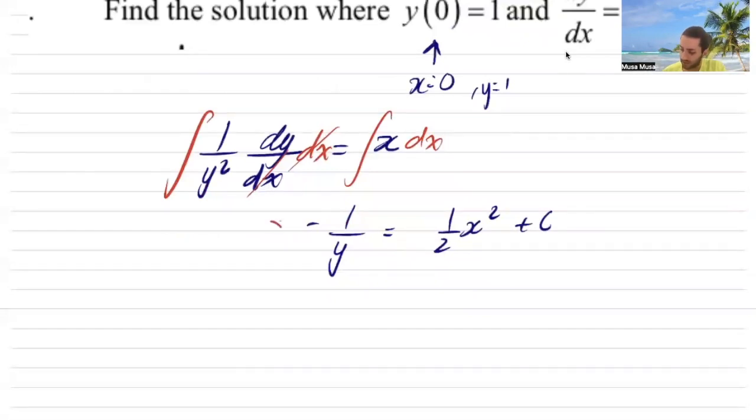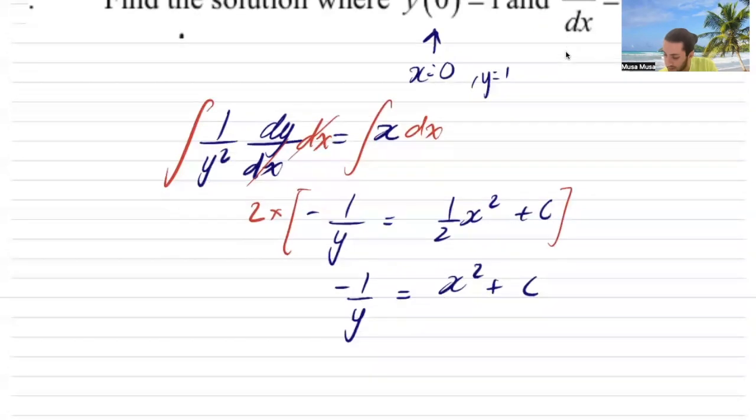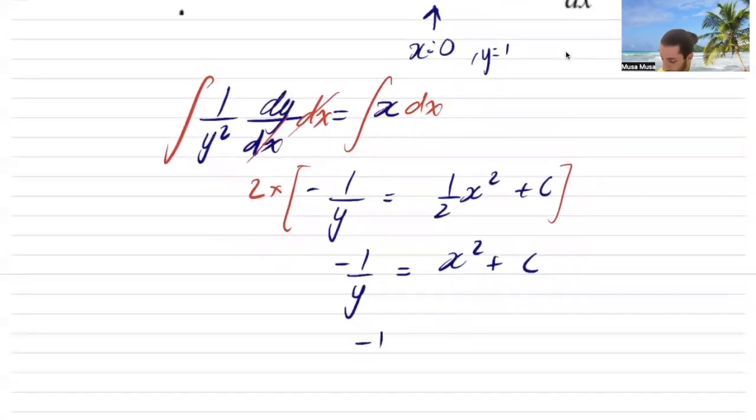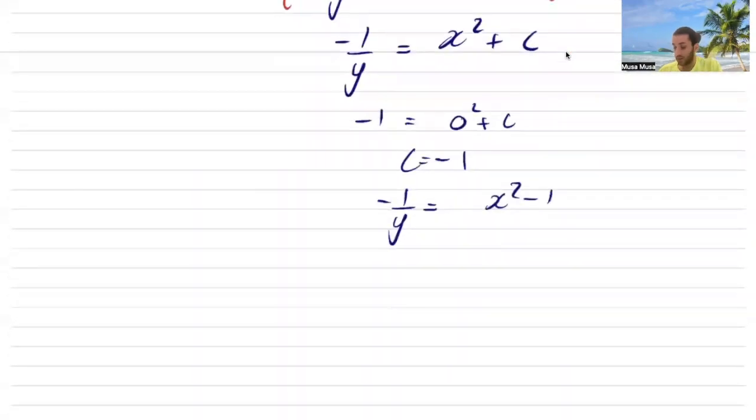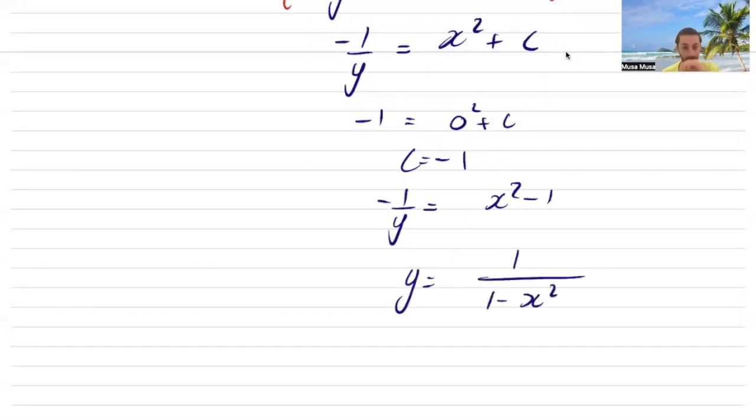Let's just multiply everything by 2. Actually, I don't need to multiply everything by 2. Okay, you know what? Yeah, 2c is just c, so who cares? Now, when x equals 0, y equals 1. So minus 1 equals 0 plus c. So c equals minus 1. Then we get minus 1 on y equals x squared minus 1. There we go. Not bad, not bad, not bad.